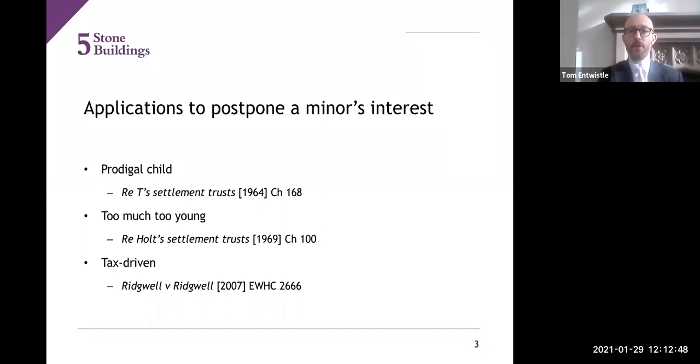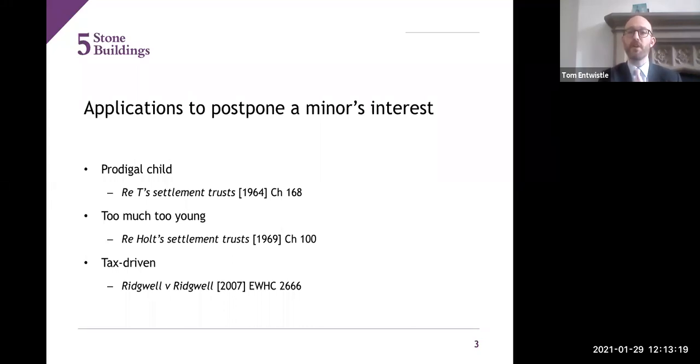An example of the third sort of application, which was purely motivated by potential tax saving, is Ridgewell, in which the trust fund was held on life interest trusts with remainder to the beneficiary children. It was proposed to insert a successive life interest in favour of the beneficiary's spouse. In one sense, this was obviously contrary to the children's interests because their entitlement to capital would be postponed.